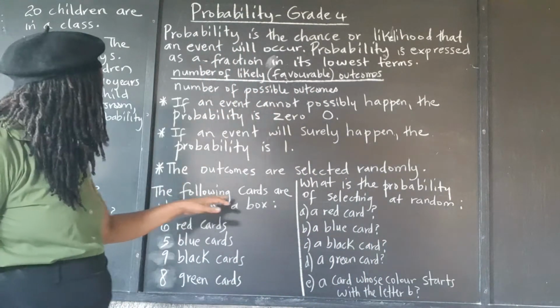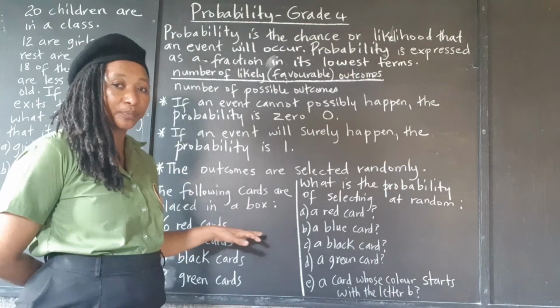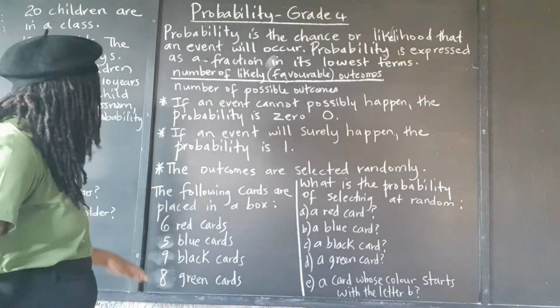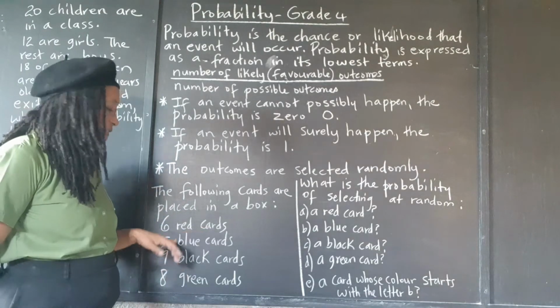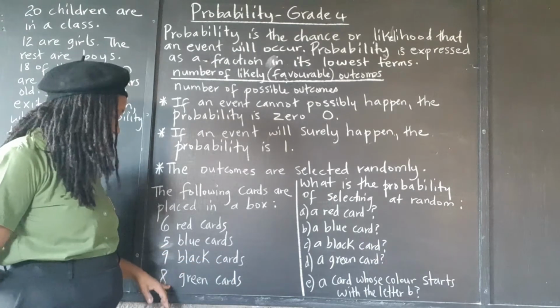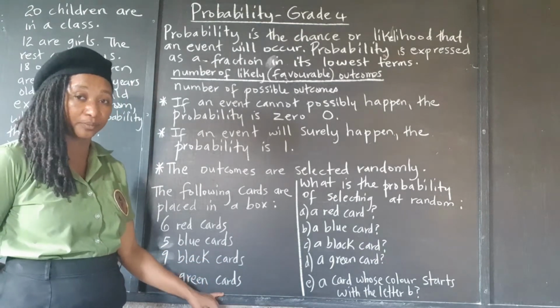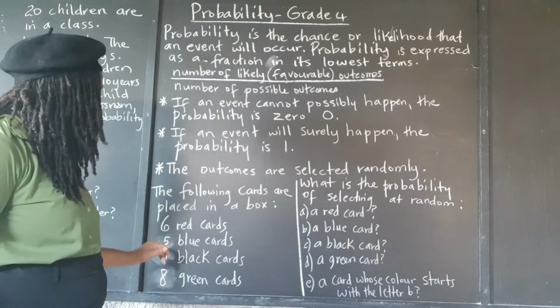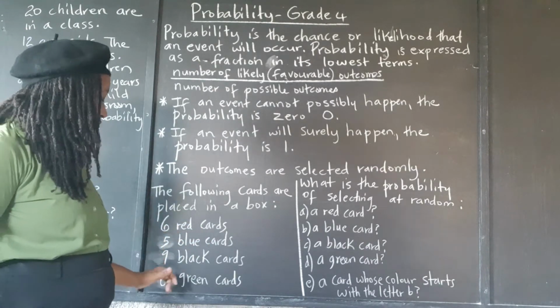The following cards are placed in a box. So we have a box and we're going to put a number of cards. We have 6 red cards, 5 blue cards, 9 black cards, and 8 green cards. 6 red ones, 5 blue ones, 9 black ones, 8 green ones.